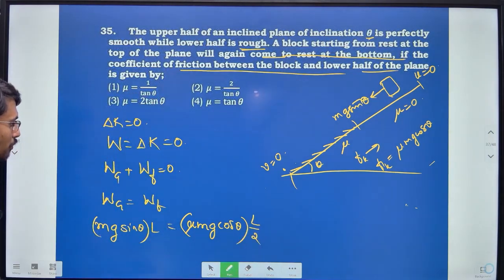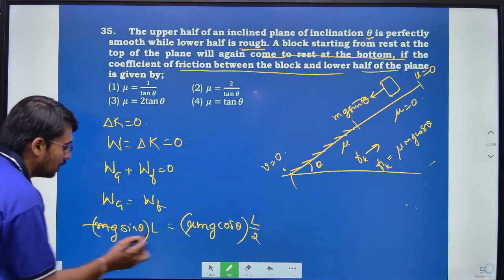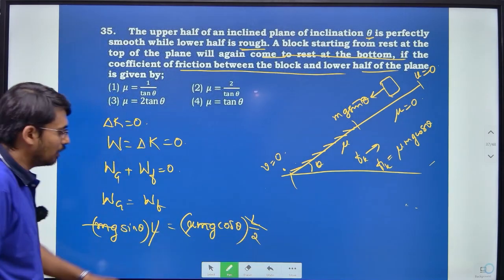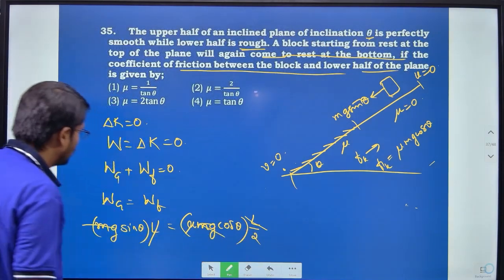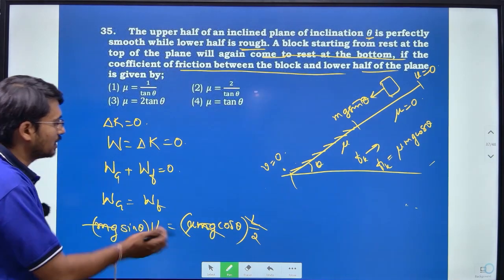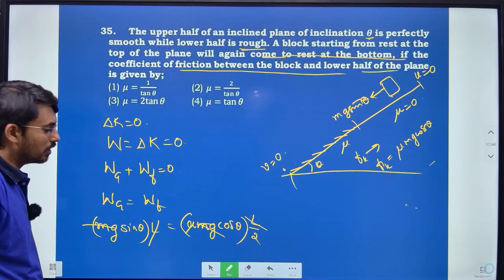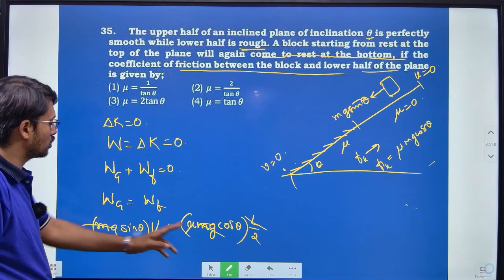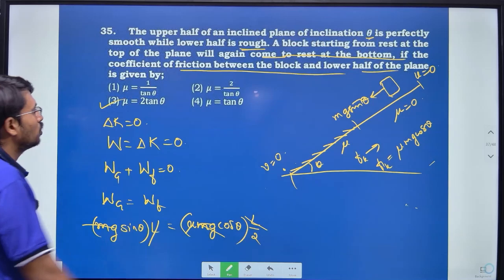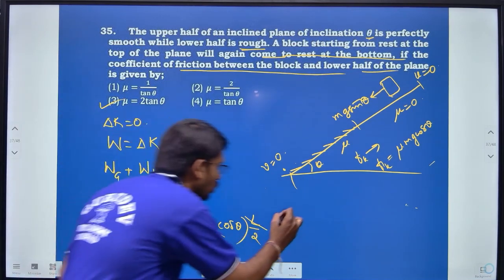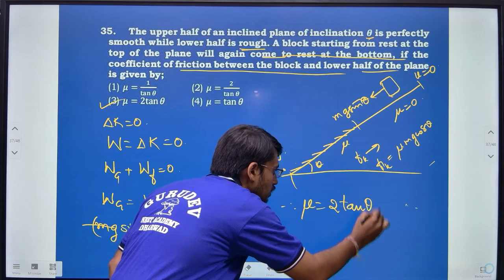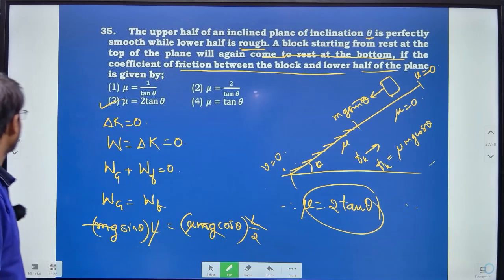As a result, mg gets cancelled, and L also gets cancelled. We are left with sin theta on one side, and mu cos theta by 2 on the other. Moving to the left hand side, mu equals sin theta by cos theta multiplied by 2. So it is 2 tan theta. Therefore mu equals 2 tan theta. So that is the option.